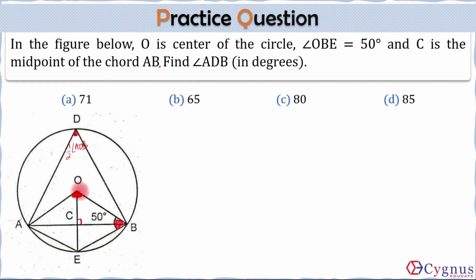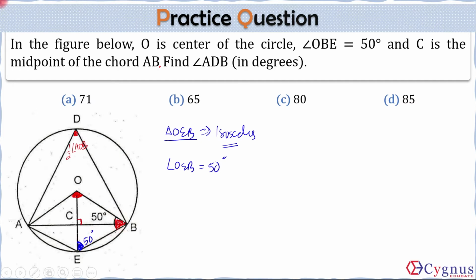Now in triangle OEB, this is an isosceles triangle, right? Hence, angle OEB will be equal to 50 degrees. This angle here will be equal to 50 degrees, right? Because OE and OB are radii of the circle. So this angle in red and this angle in blue will be equal angles.